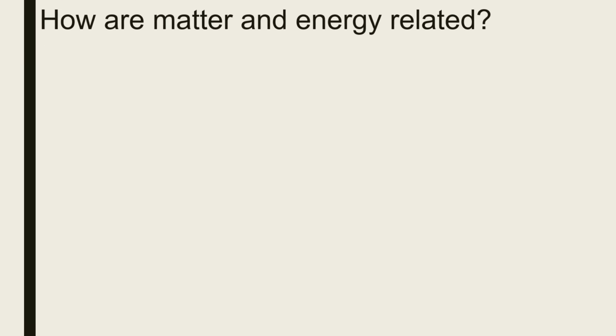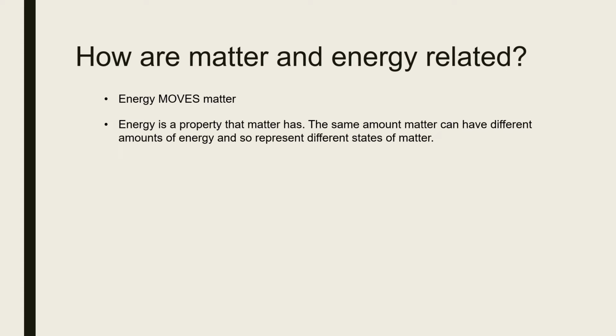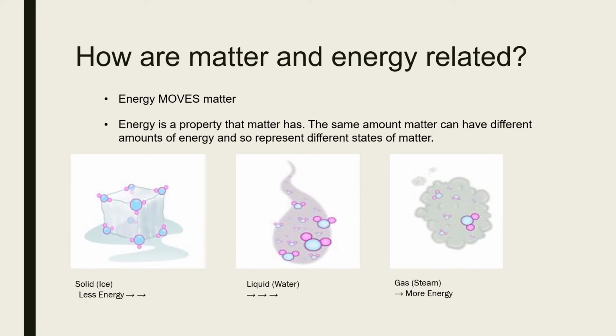So how are matter and energy related? Energy moves matter. Energy is a property that matter has. The same amount of matter can have different amounts of energy and so represent different states of matter. For example, if you add energy to an ice cube made of water, it becomes liquid water. And if you add even more energy, it becomes steam. The kind of matter is the same and the amount of matter is the same as in the original cube, but there is more or less energy.